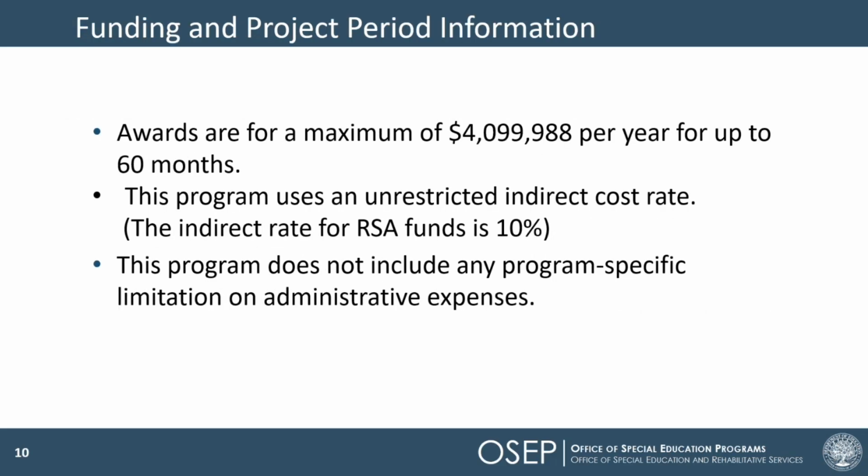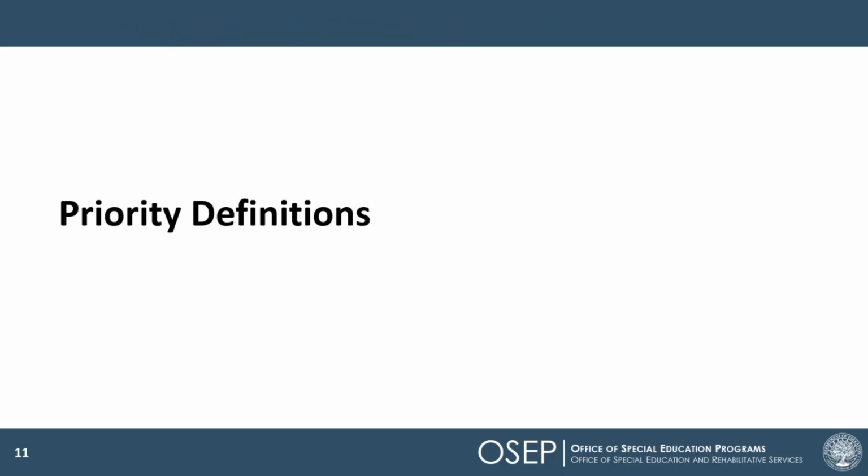Slide 10. Funding and project period information. Awards are for a maximum of $4,099,988 per year for up to 60 months. This program uses an unrestricted indirect cost rate. The indirect rate for RSA funds is 10%. This program does not include any program-specific limitation on administration expenses. Priority definition, slide 11.